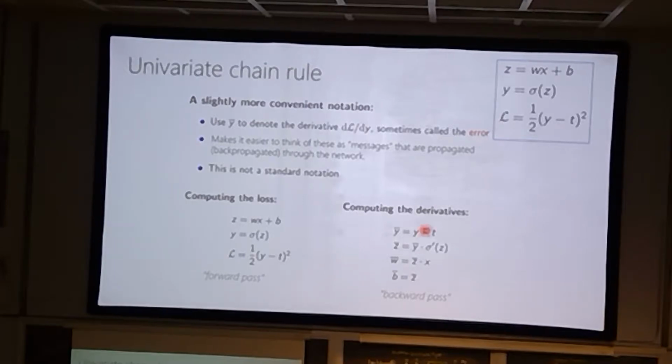So now all I'm doing is changing the notation a little bit. Computing the loss looks the same because that has no derivatives. And computing the derivative, I'm rewriting what I had on the previous slide in this new notation. This is now the derivative of the loss with respect to y. This is the derivative of the loss with respect to z, which makes use of the derivative of the loss with respect to y, and so on and so forth. That's just a notational change to make things a little bit easier.